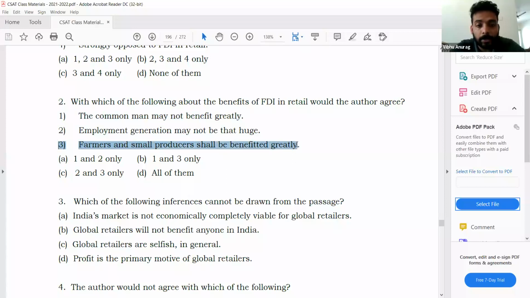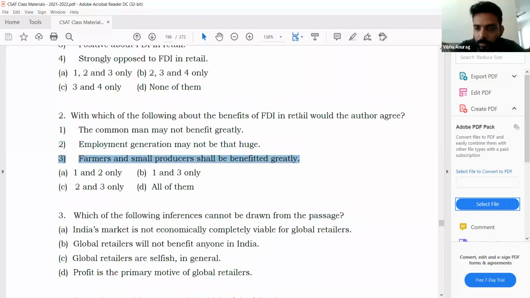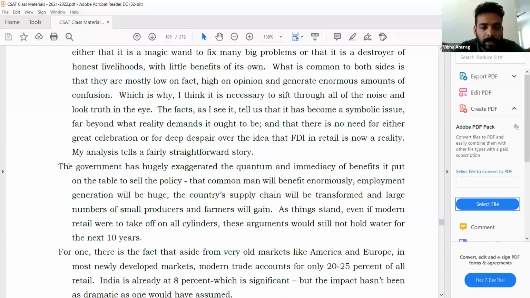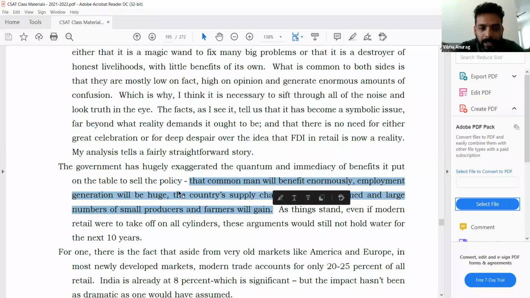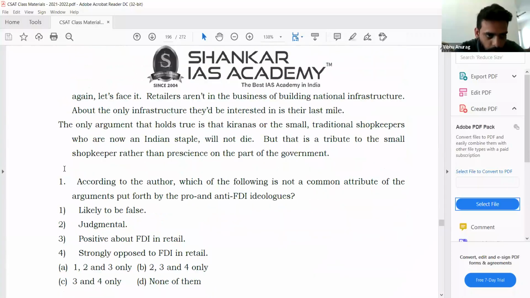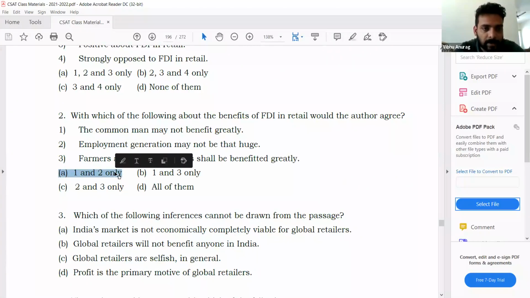Third, small farmers and small producers shall be benefited greatly. The author will disagree. He believes some will benefit, but he doesn't believe they'll be benefited greatly. Para 2. This is what the government has said. The government has hugely exaggerated. The author believes it's all exaggerated. So all these things are mentioned by the government, and the author does not agree with them. So it's the opposite. Fine. So 1 and 2 only. Second answer is A.